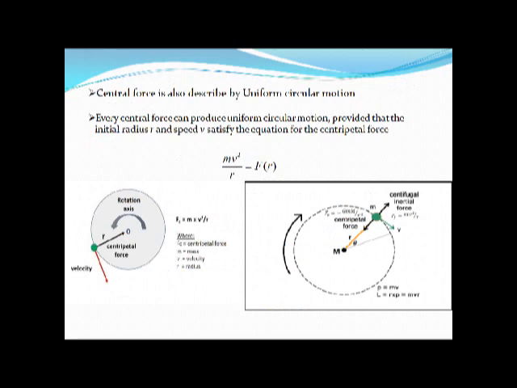So central force is also described by uniform circular motion. I told you that with the solar system example you can easily remember what we call a central force. Every central force can produce a uniform circular motion provided that the initial radius r and speed v satisfy the equation for the central force field, which is mv square upon r is equal to f of r.